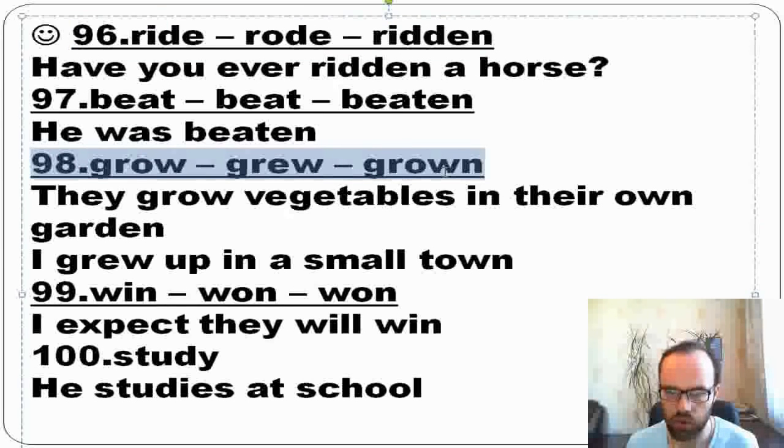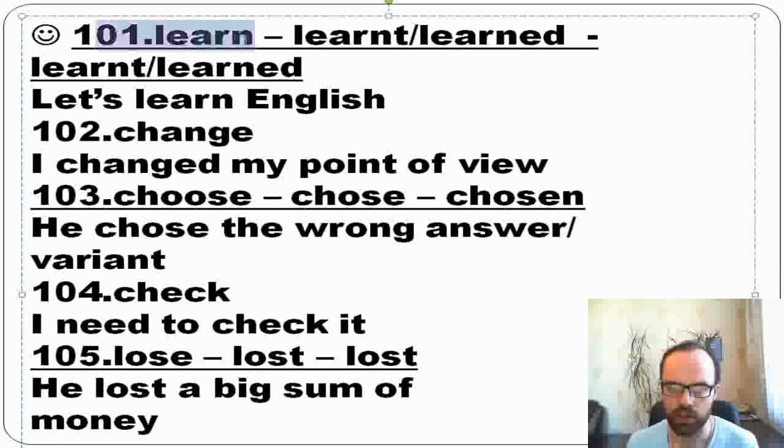Grow, grew, grown. They grow vegetables in their own garden. Talking about people, we use grow up. It's a phrasal verb. For example, I grew up in a small town. Win, won, won. I expect they will win. Study. He studies at school. Learn. It can be a regular verb, learn, learned, learned, or an irregular one, learn, learnt, learnt. So both variants are correct.